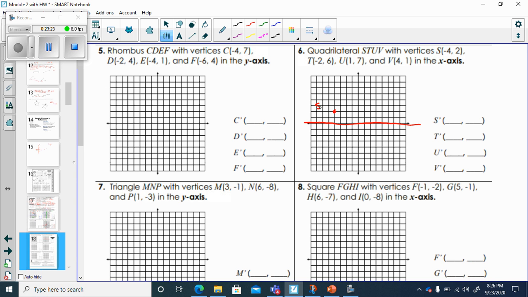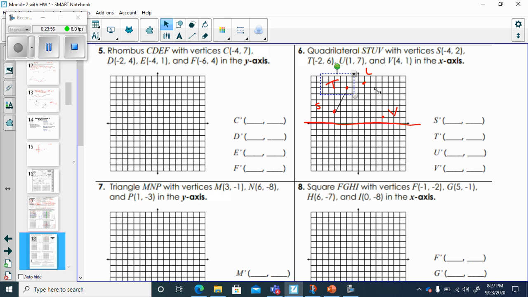There's your S. T is at -2, 6. There's your T. U is at 1, 7. There's U. And V is at 4, 1. Okay. There's the figure. Let's close the points, make the figure.